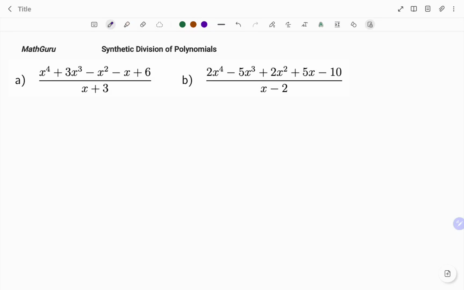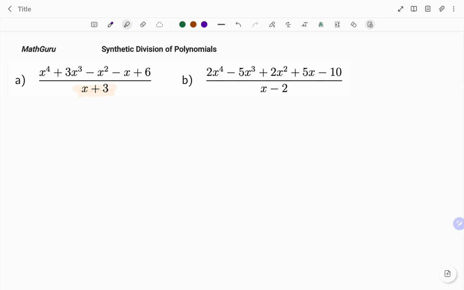In this video, I'm going to show you how to divide the following polynomials using the synthetic division method. In the first example, we have x to the power 4 plus 3x cubed minus x squared minus x plus 6 divided by x plus 3. Note that in the first example, we are dividing by a factor of x plus 3.